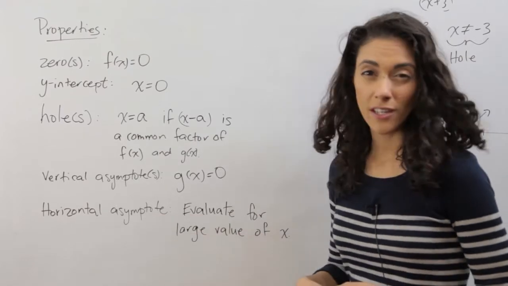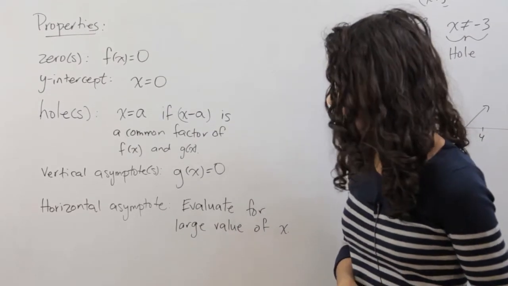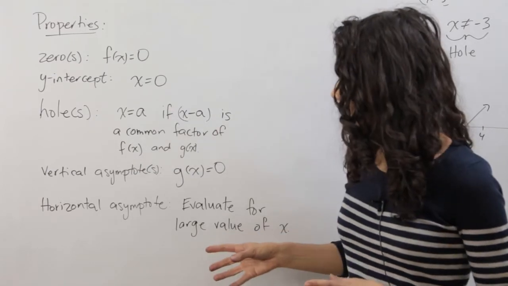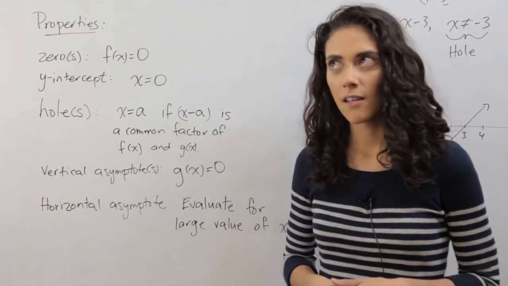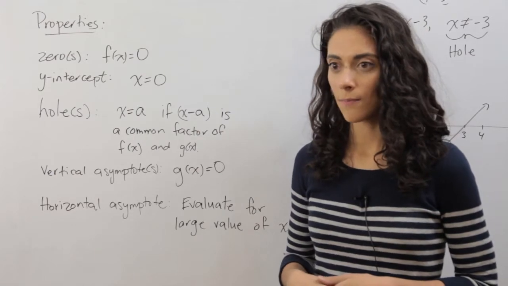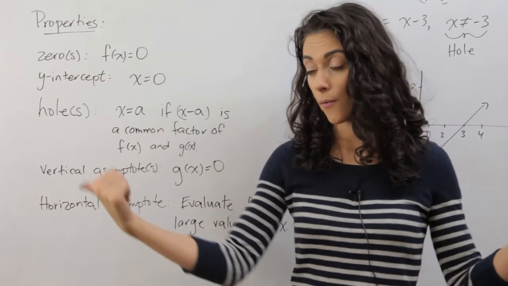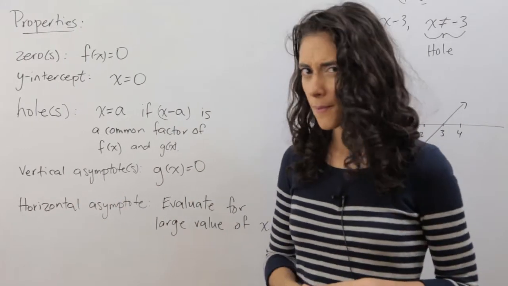And lastly, the trickiest one, a horizontal asymptote. What we're going to do to find a horizontal asymptote is evaluate our function for very large values of x. Another way of thinking of the horizontal asymptote is the end behavior. It's what happens as x gets very large in both directions. Again, an example will make that clearer.